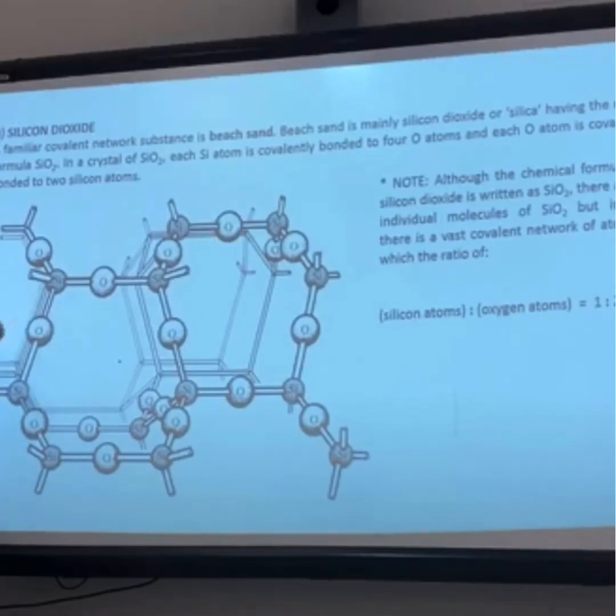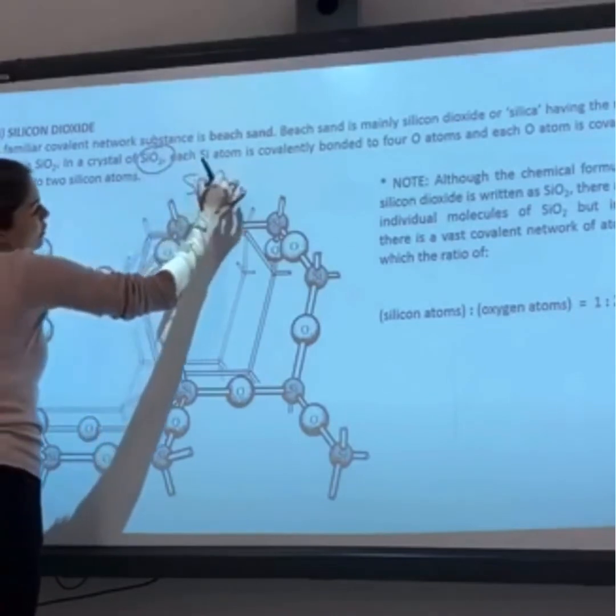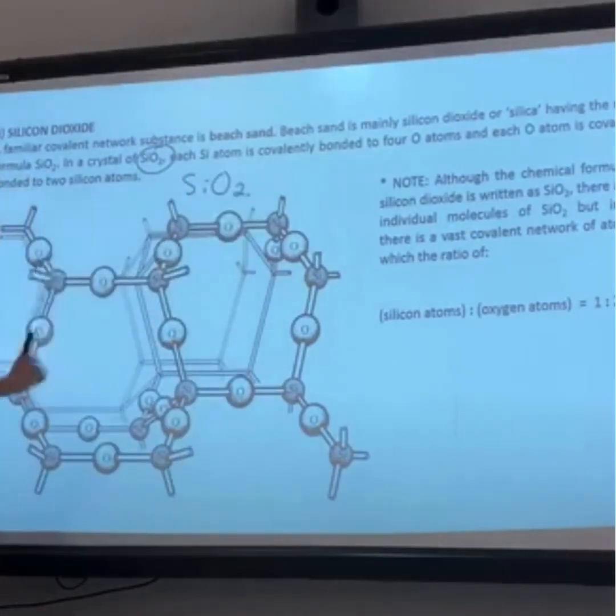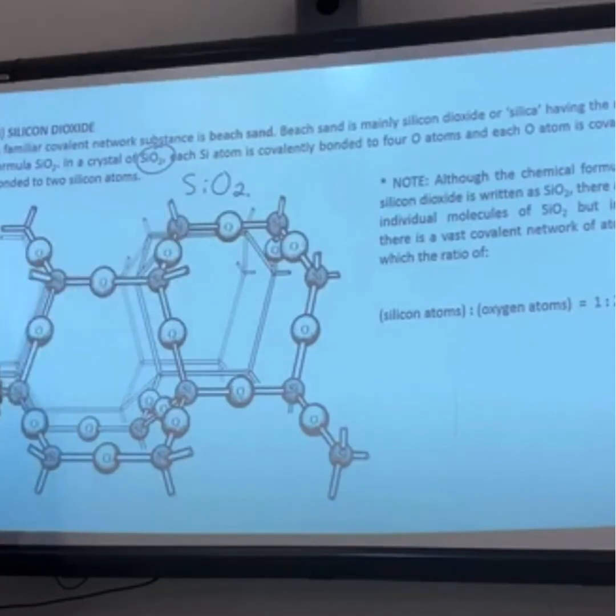Now, we write it as SiO2. That doesn't mean that we've got molecules of 1 silicon and 2 oxygens. It's telling us the ratio of the macromolecule. And the ratio is that for every silicon we have 2 oxygens. Does that make sense? Any questions?